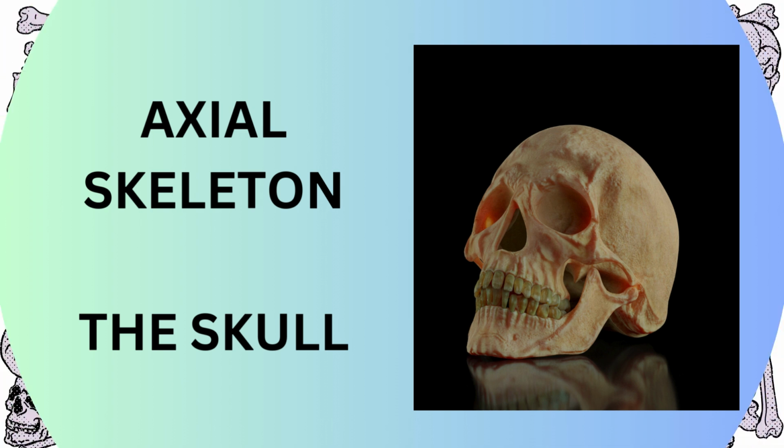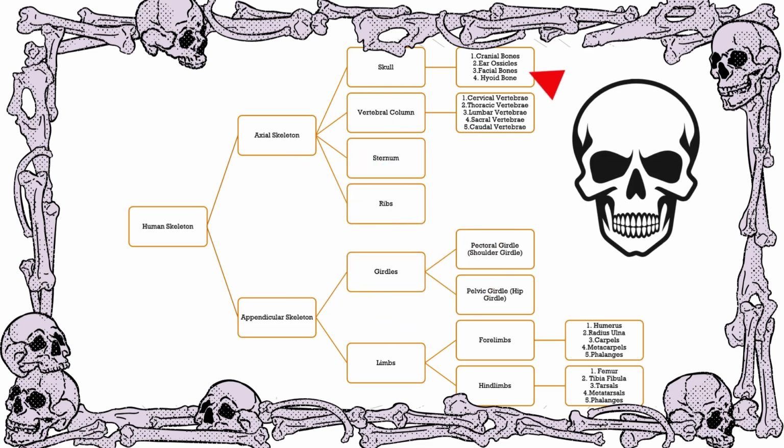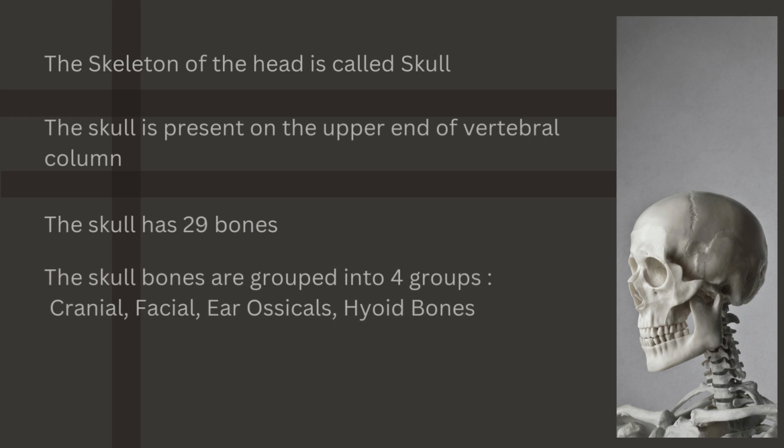So let's dive in. In part 1 of the video, we have seen how the different bones of the human skeletal system are categorized. And there we understood that the skull is a part of the axial skeletal system. And the skull in itself has many bones which are grouped into 4 different groups. So let's study the skull in detail.